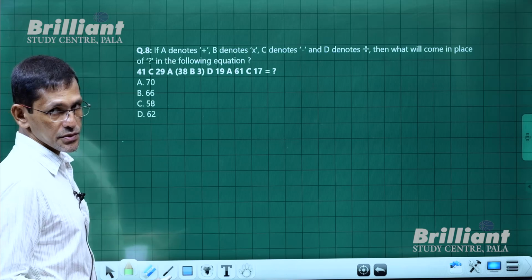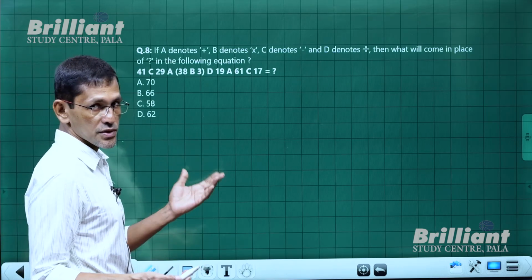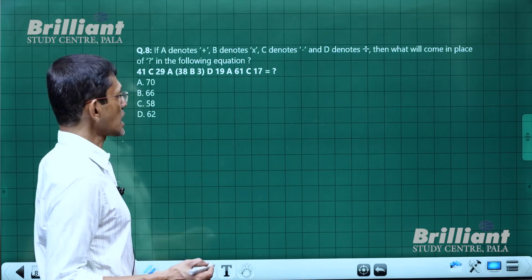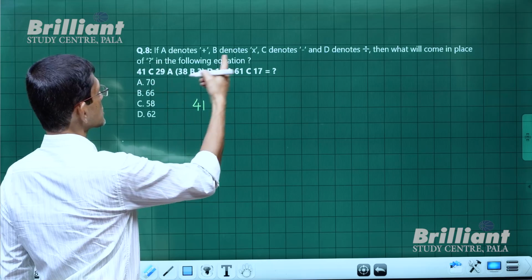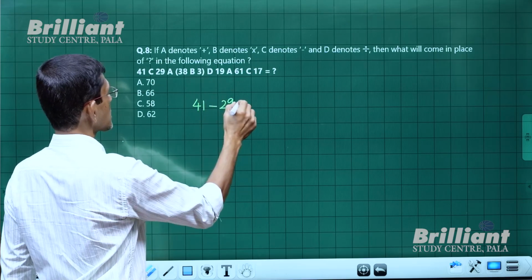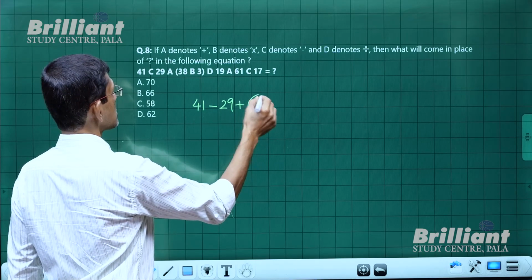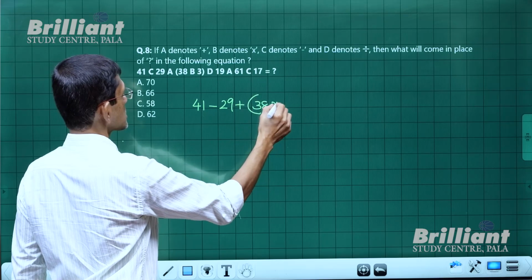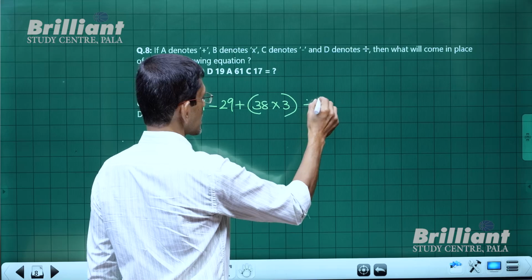Again, when it comes to these kinds of questions, the only option you have is trial and error. So 41 and C. C in this case is minus: 41 minus 29. A is plus: 38. B is multiplication: into 3. Then D is division: 19.